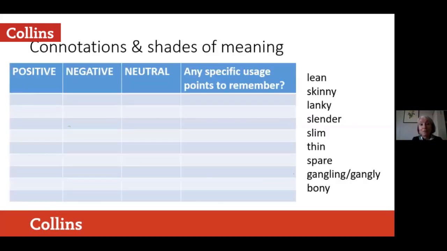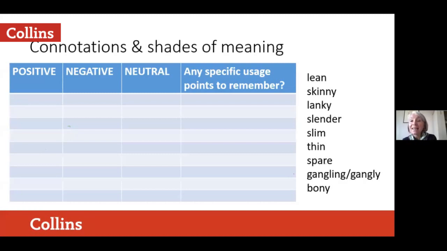They're both quite positive. So this is a really interesting area. So again, we can put these words into a chart, which are positive, which are neutral, which are negative. Are there any specific points of usage to remember? So we would put slender in the positive chart, and we might say often used of women and girls. We would put lanky probably in the positive chart and say often used of men and boys. We might put bony in the negative and skinny and thin in the negative.